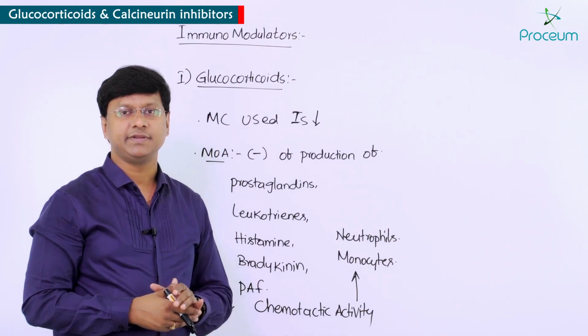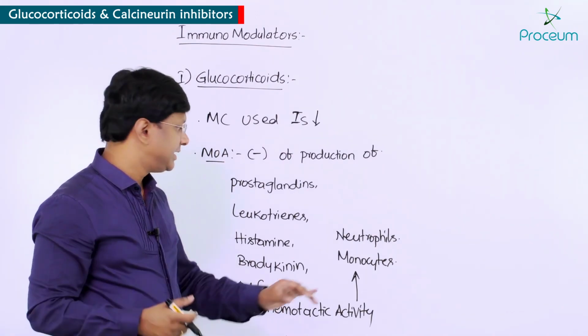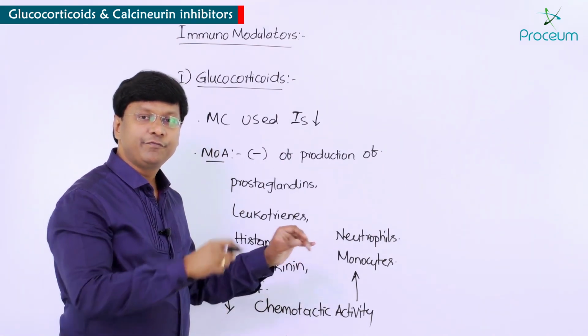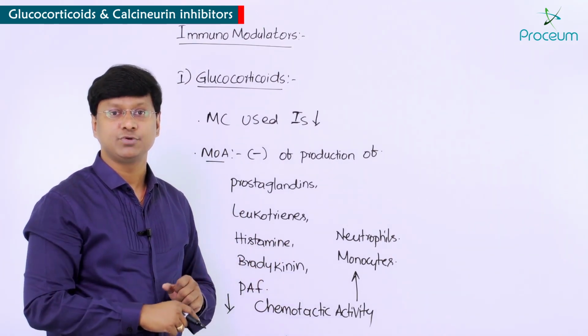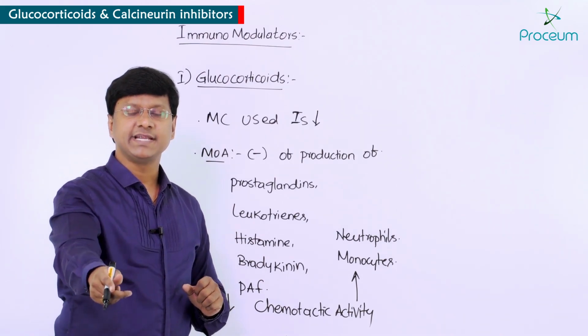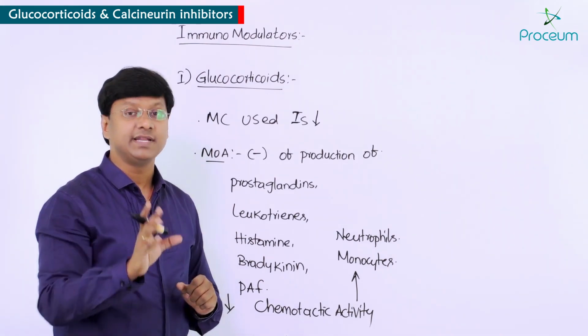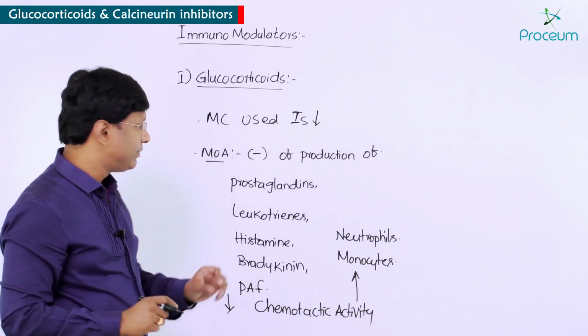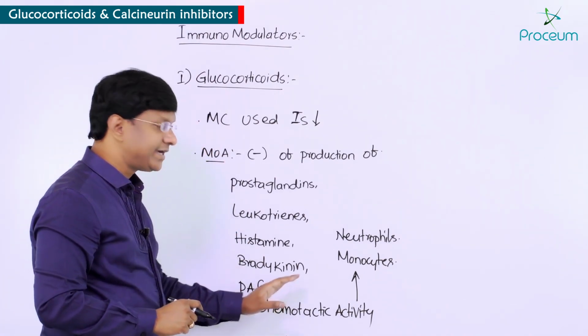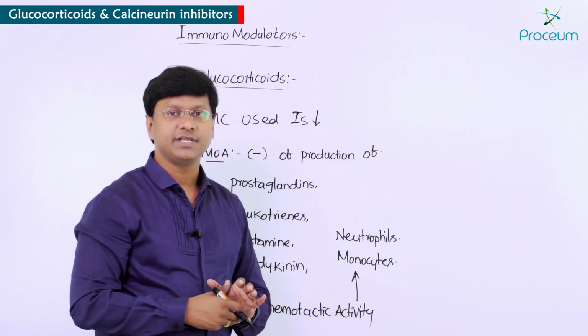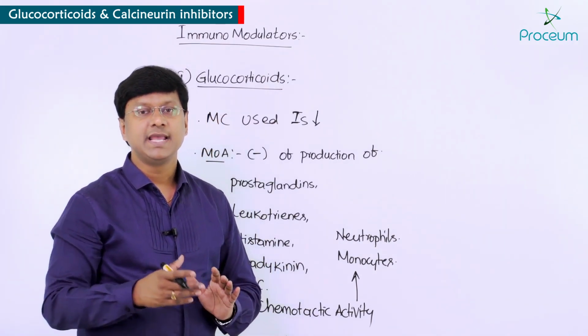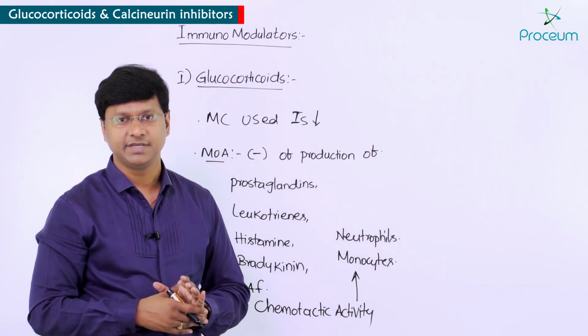Chemotactic activity means these inflammatory cells from the blood vessel reach the site of inflammation, that is called chemotaxis. And by reaching the site of inflammation, these inflammatory cells will release the inflammatory mediators. And what are your corticosteroids doing? They are reducing the chemotactic activity of the inflammatory cells, and thereby they do not reach the site of inflammation, and thereby there is no release of the inflammatory mediators.